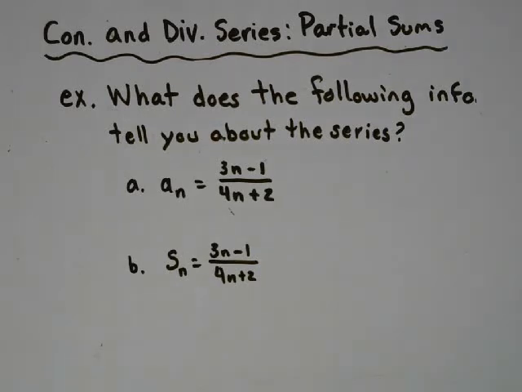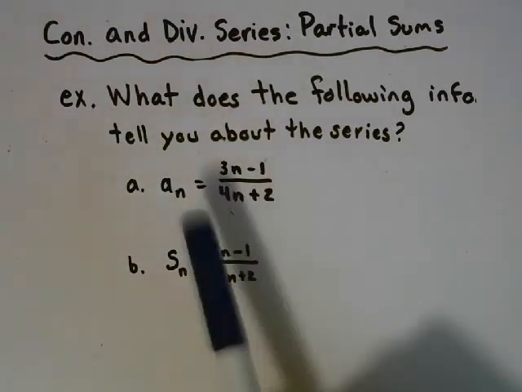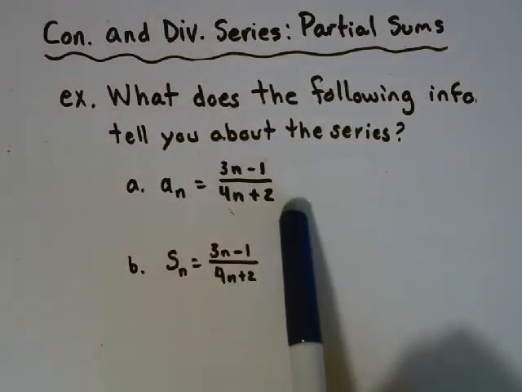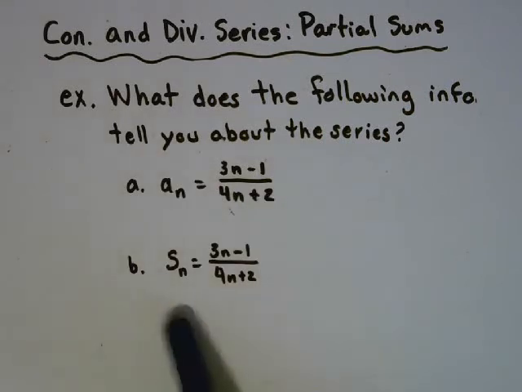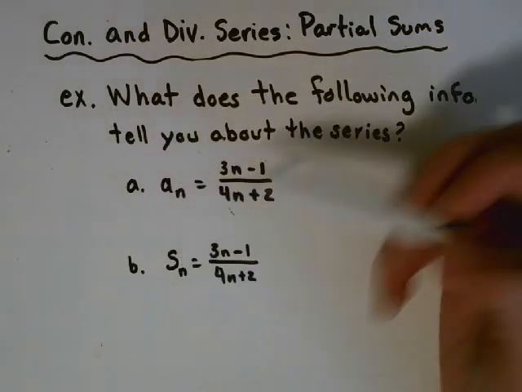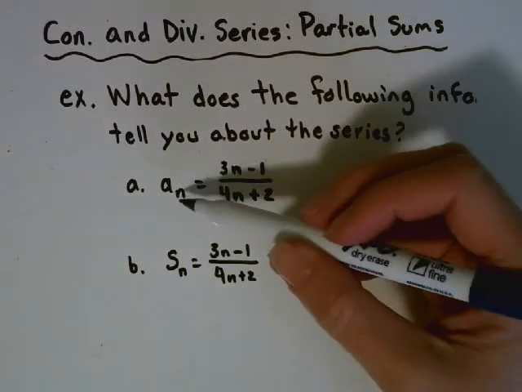All right, my last example here. What does the following information tell you about the series? Now this is a little tricky because it looks very similar, but we have two different series. One where a_n is (3n - 1)/(4n + 2). One where S_n is (3n - 1)/(4n + 2). So the difference obviously is what is equal to this formula.